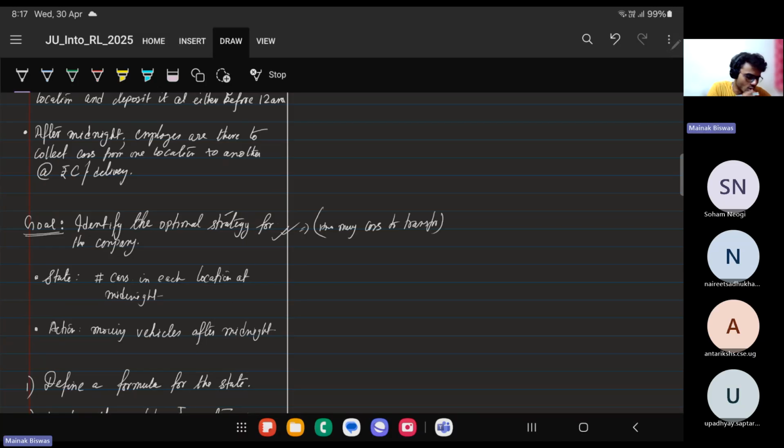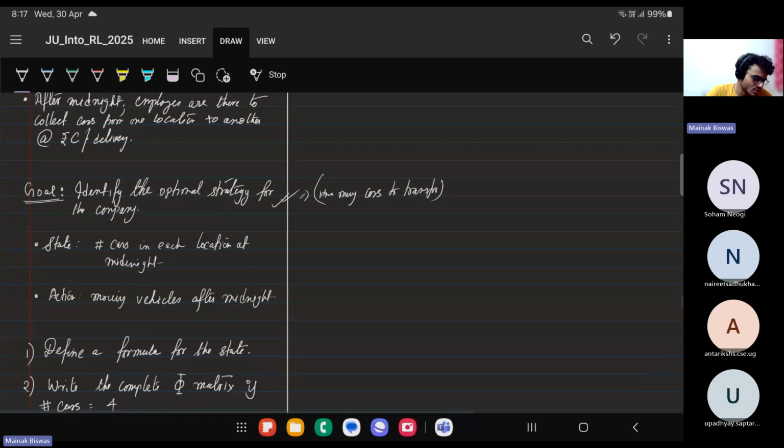That is the end goal. But what is the intermediate idea? We have to understand what the states could be. How could we represent each of the states? Similarly, the actions could be moving the vehicles from one location to another.